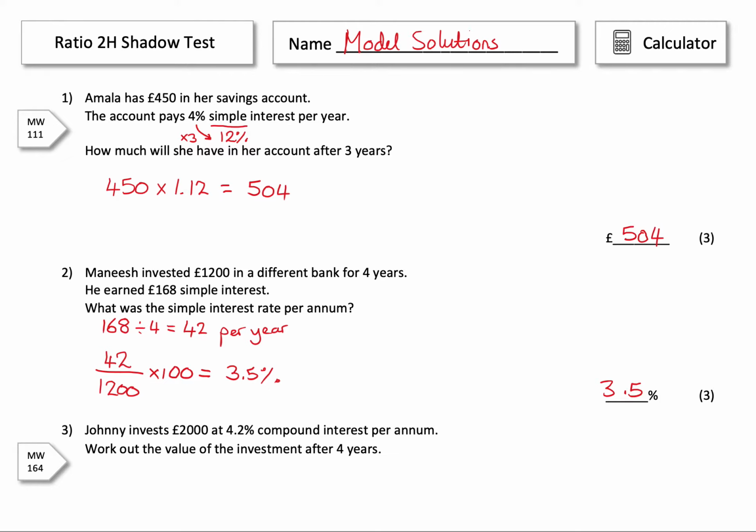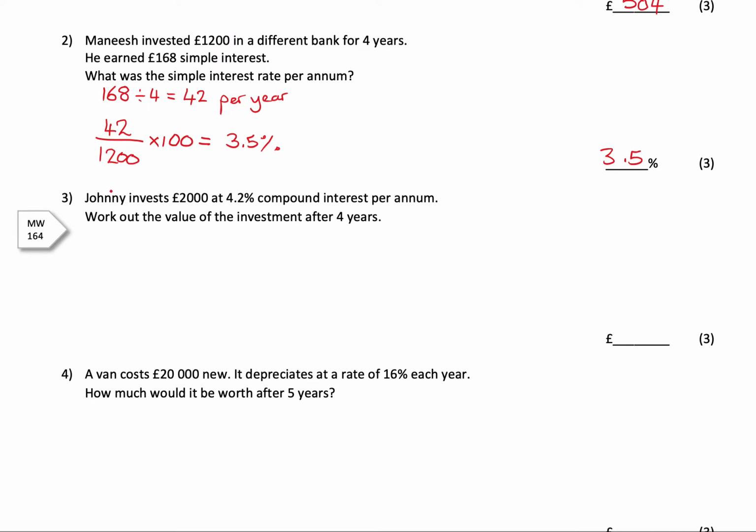Okay. Number 3, Johnny invests £2,000 at 4.2% compound interest per annum. So we're on to compound now. Work out the value of the investment after 4 years. So how much money has he got at the end of the day?